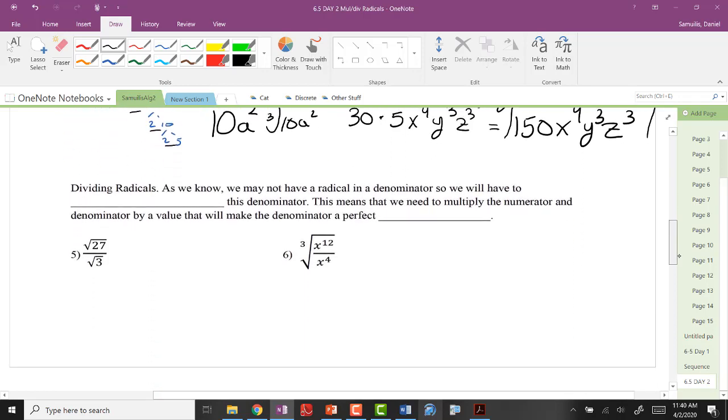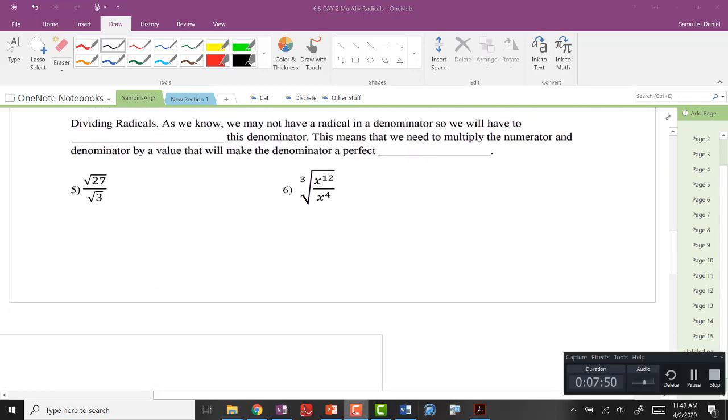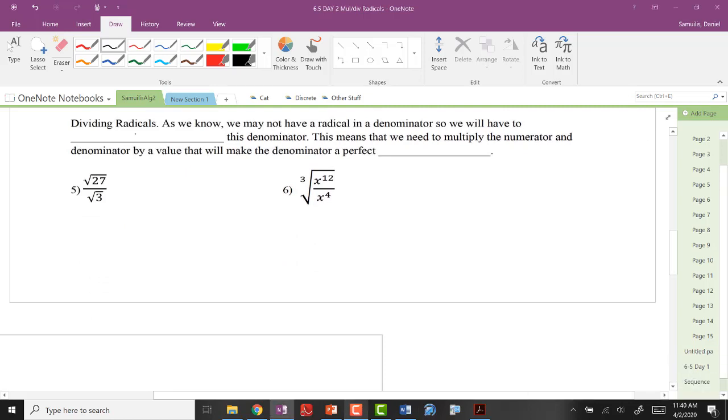So now we're going to move on to division. All right, so division. Let's read our little sayings here. As we know, we may not have a radical in a denominator. So we are going to have to rationalize this denominator. This means that we need to multiply the numerator and denominator by a value that will make the denominator a perfect root.